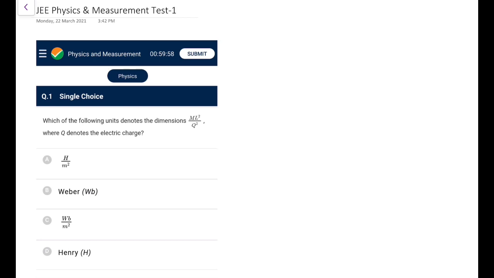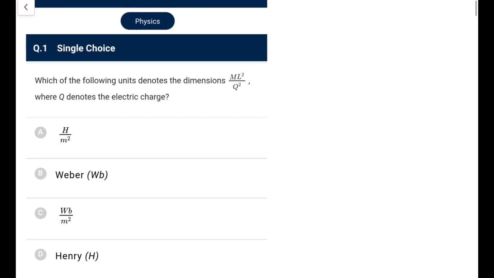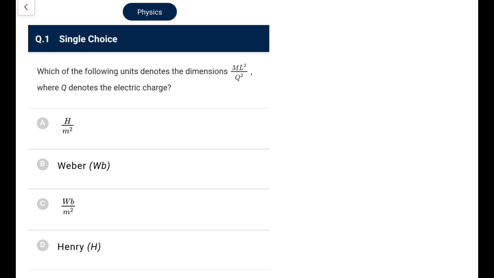Which one of the following units denotes the dimension ml2 by q2, where q denotes the electric charge? Looking at the options, all are related to the magnetic flux, or you can say to the inductance. Looking at this q square, there's something like charge square or current square. So the formula that strikes me is the energy stored in an inductor, that I write as half Li square. So looking at this, I can directly make it out.